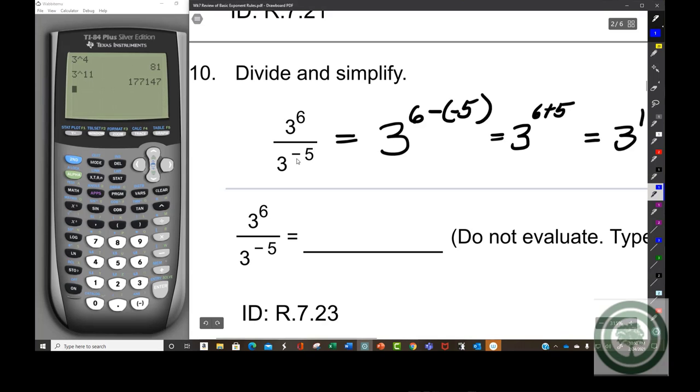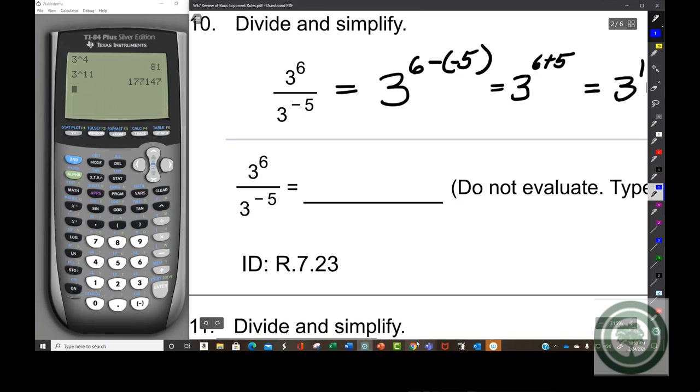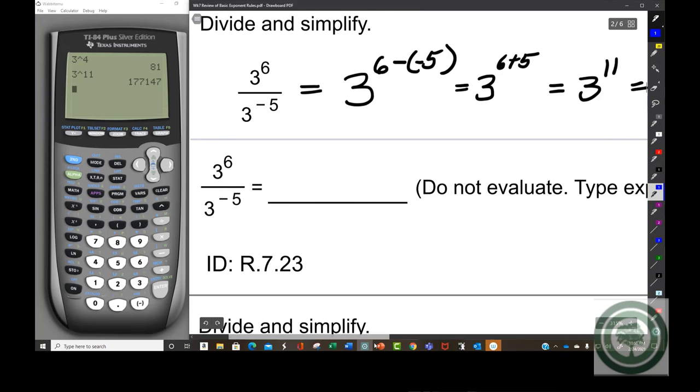There is an alternative way that you could have written this. And I've got room to do it right down here. Here's upstairs. Well, I'm going to do it in blue. Upstairs and downstairs.